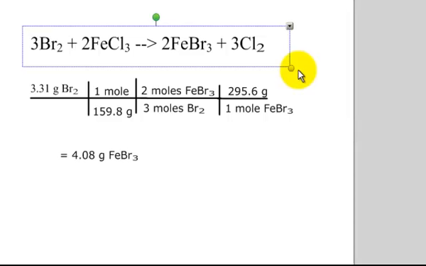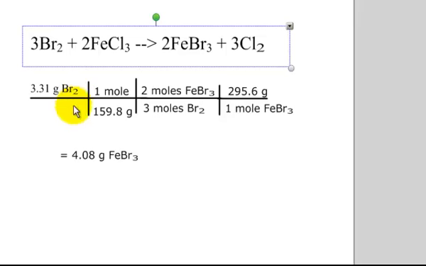Let's assume we are told we have 3.31 grams of bromine, Br2. Remember, bromine's a diatomic. And we want to know how many grams of iron(III) bromide we will make. Notice I haven't said anything about the iron(III) chloride. We are going to ignore that in this kind of problem and assume we have enough. Here is the way you do it.